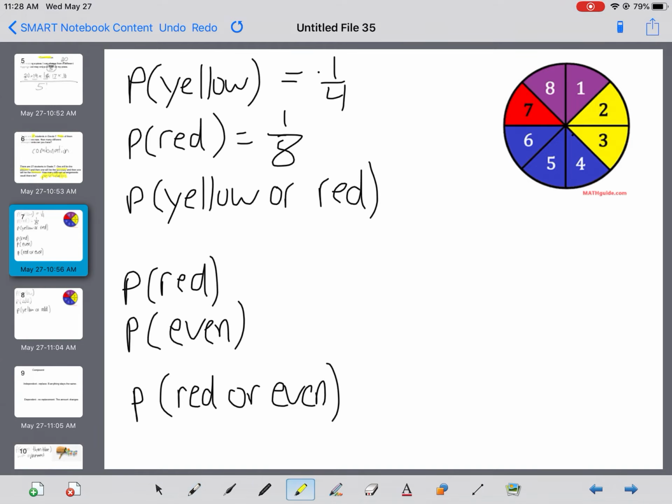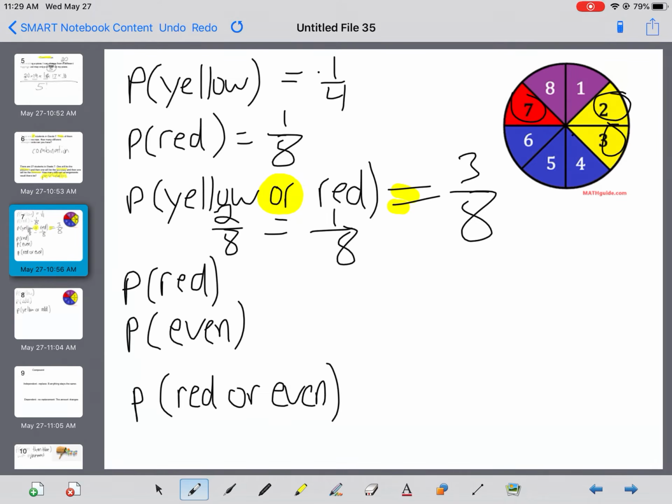Now, if I want to figure out the probability of yellow or red, when you see or, typically that means we're going to add. Let's say I'm going to win a prize if I land on yellow or red. I don't need to land on both of them, just one or the other. So if I look at this, there are 2 yellows and 1 red. My answer is 3 out of 8. Or I could have added my probability for yellow with my probability for red, and I would get 3 out of 8.